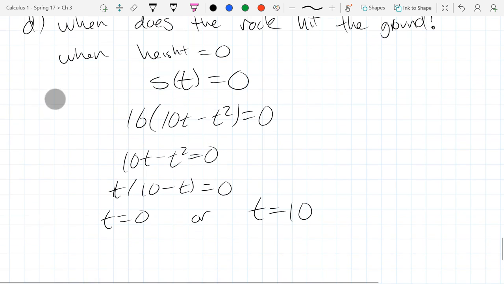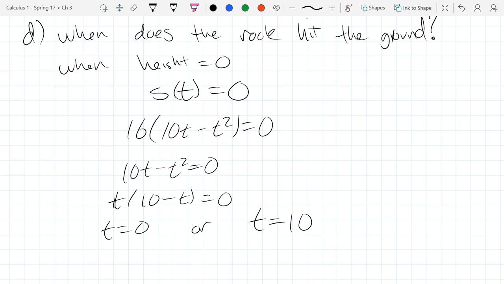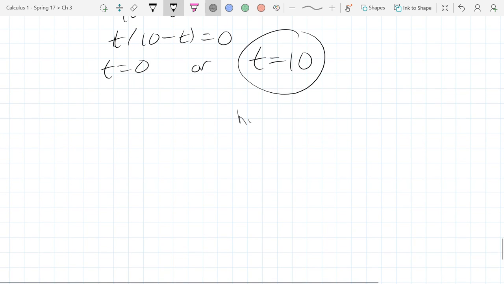So which of these two t values is the one I actually want? I think we agree the rock hits the ground one time, unless it takes a bounce, but we're assuming it's not going to bounce. So which t value is the right t value for when it hits the ground? 10. So what does our other t value, 0, represent? When it starts. So I wouldn't really call that hitting the ground. It's on the ground, but it's not really hitting the ground. That t equals 10 is the hit the ground time. So that's the hit the ground, and this is the starting on the ground.